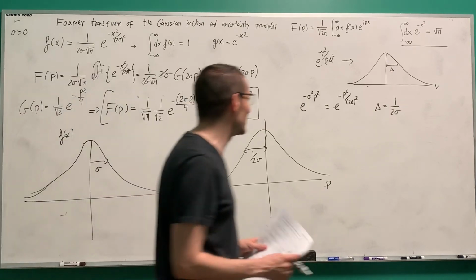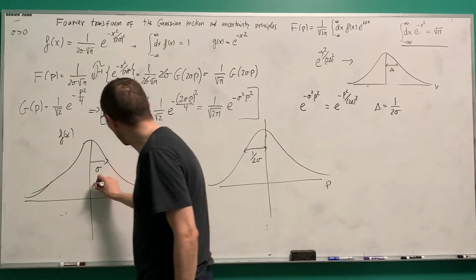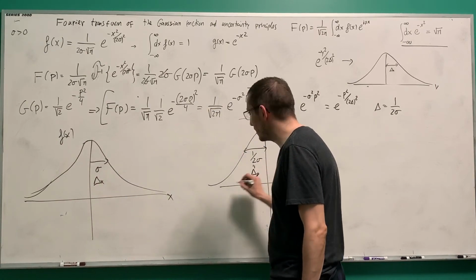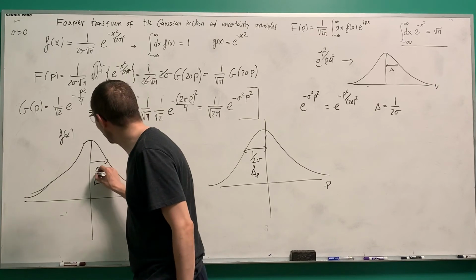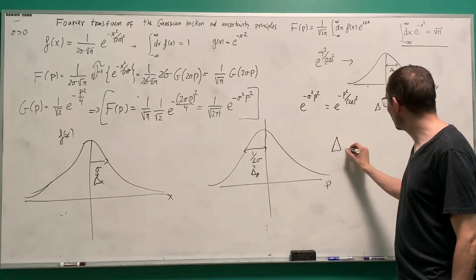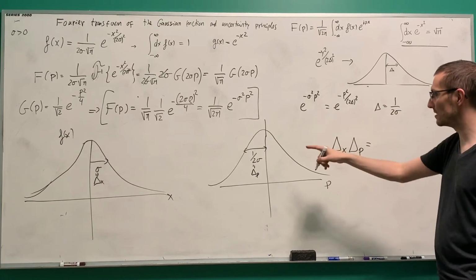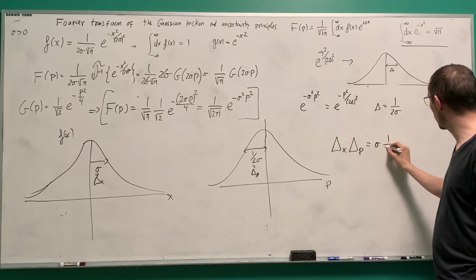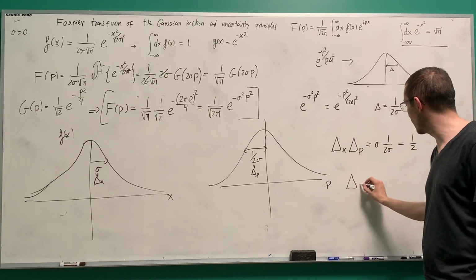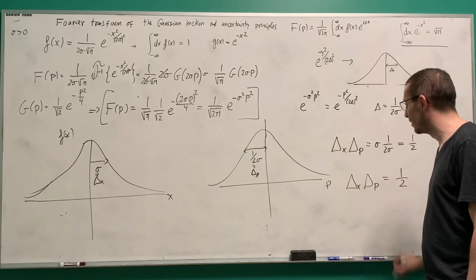Look at the nice law that they satisfy. If we call this thing delta x and this thing delta p, so the uncertainty in position and the uncertainty in momentum, they satisfy, multiplying the two, that, well, what is this? This is sigma times 1 over 2 sigma equals 1 over 2. Oh my goodness, delta x delta p equals 1 over 2.